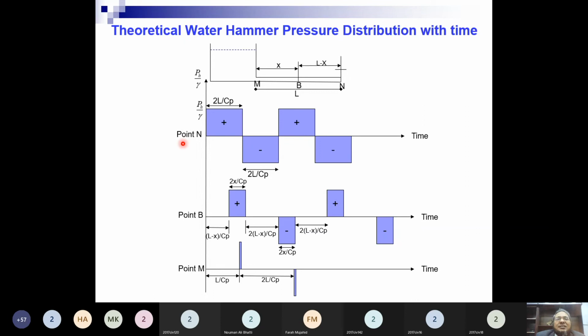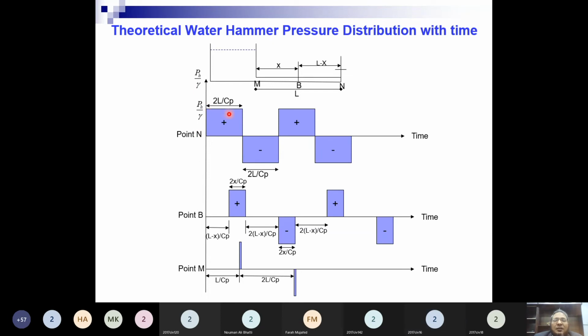अच्छा, this is the theoretical distribution of the water hammer pressures or pressure heads. प्रेशर और प्रेशर हेड में क्या फर्क है? ये हेड की फॉर्म में है, वो प्रेशर की फॉर्म में है ना। तो दिस इज द थ्योरेटिकल, बट व्हाट हैपेंस प्रैक्टिकली?